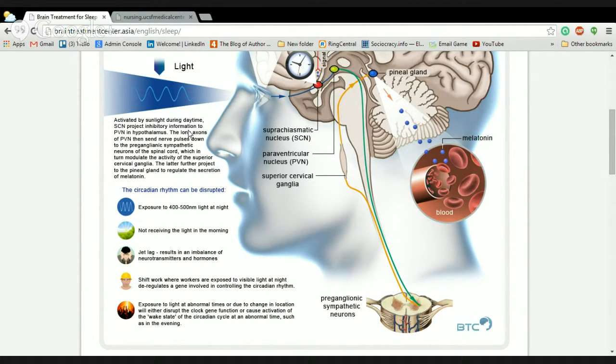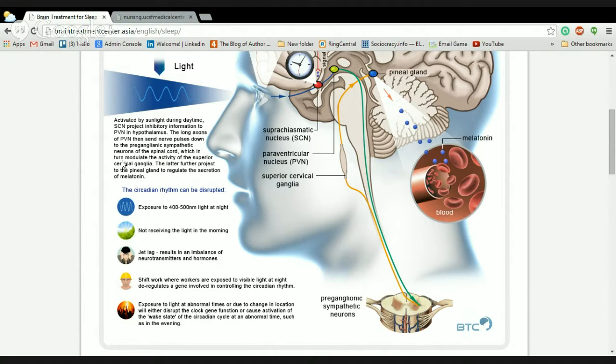So the long axons of the PVN then send nerve impulses down to the preganglionic sympathetic neurons. Well, I could probably do a whole show just breaking down these words too, which usually makes it easier to remember. But anyway, we'll keep it on the surface level here. So the PSN, the SCN, PVN, PSN. That's to help me try to remember. So I'm not, just in case you thought I was going crazy.